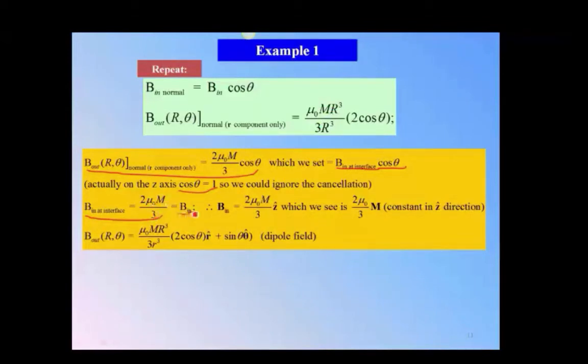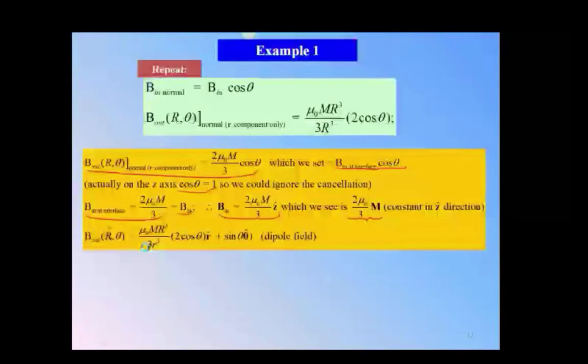That's B in. Putting back the unit vector then, the B in is a constant field, which is what we said it would be, and it's in the z direction. If you wish, you could say m z hat is our capital M, so you could put it in this form if you wish, in which again is a constant. These two fields, B in and B out, are giving us a dipole field, and I really wanted to put a little r here. So this is the general B out, this is the B in.